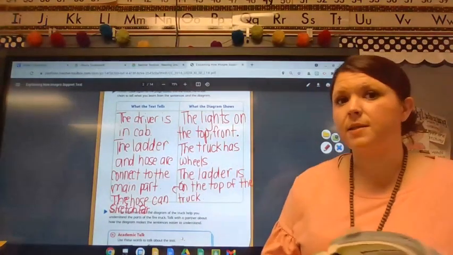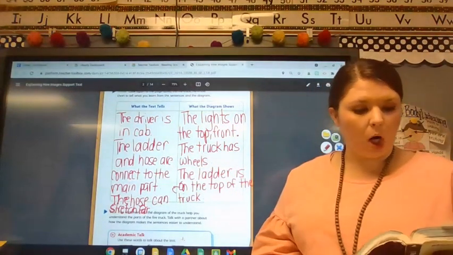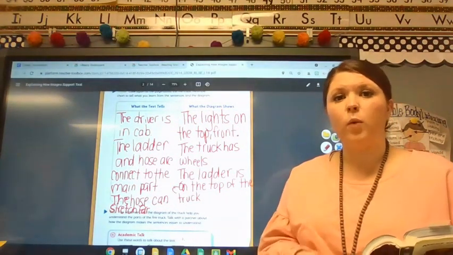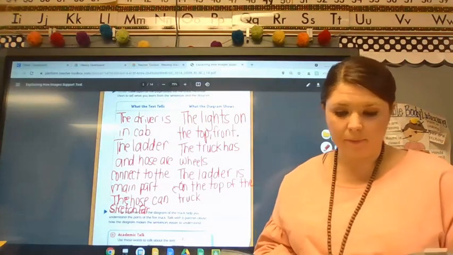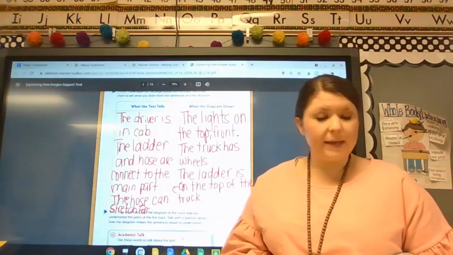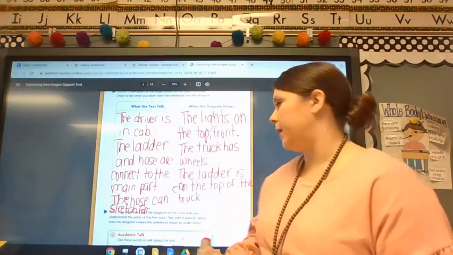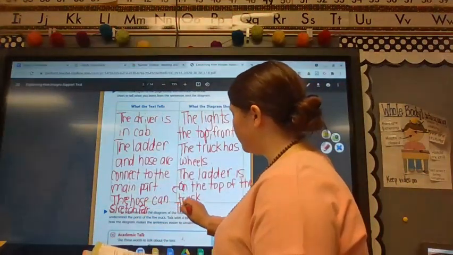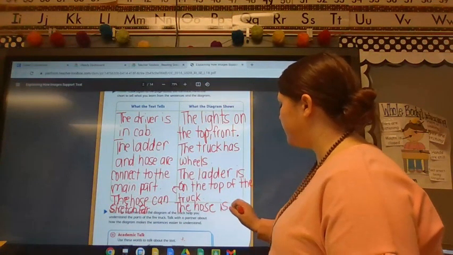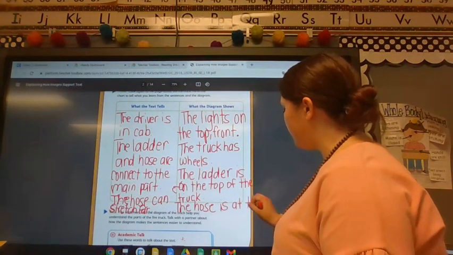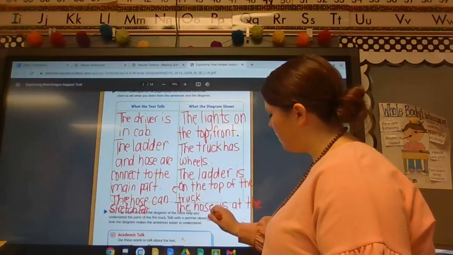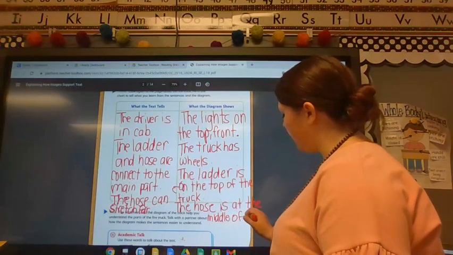What about the hose? The text told us that the hose was connected to the main part. But the diagram can give us some more specifics of where the hose is located in the main part. Where is the hose located? It's located in the middle of the body, isn't it? I'm running out of room. I should have written smaller. The hose is at the middle of the truck.